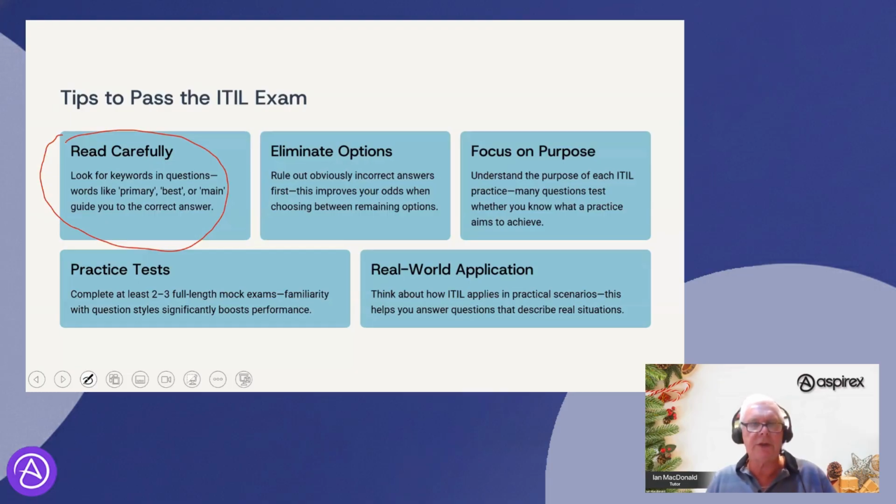Look for keywords in the question. So things like word matching. If there's a word in the question and one of the options also has the same word. For example, if it was a question about incident management and there's only one option which actually talks about incident management, then typically there's a fair chance that that might be the right answer. So sometimes look for keywords in the questions, see if you can find a match.